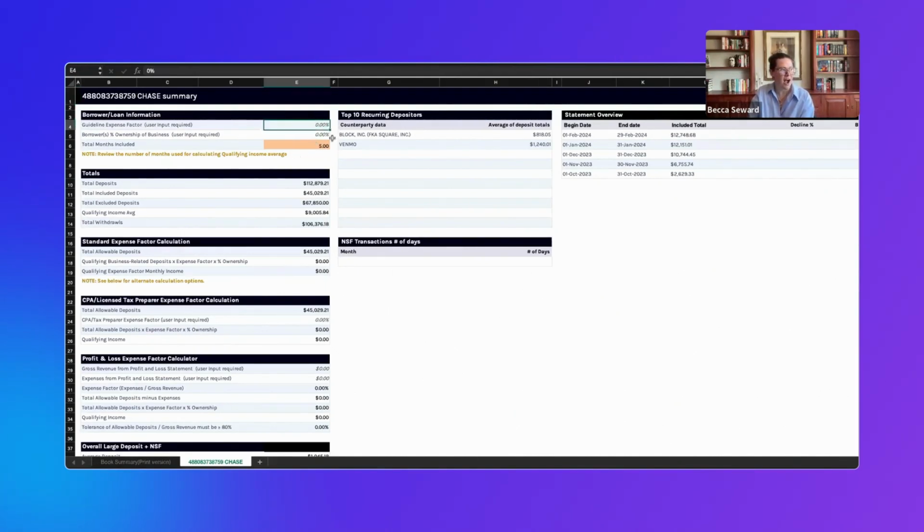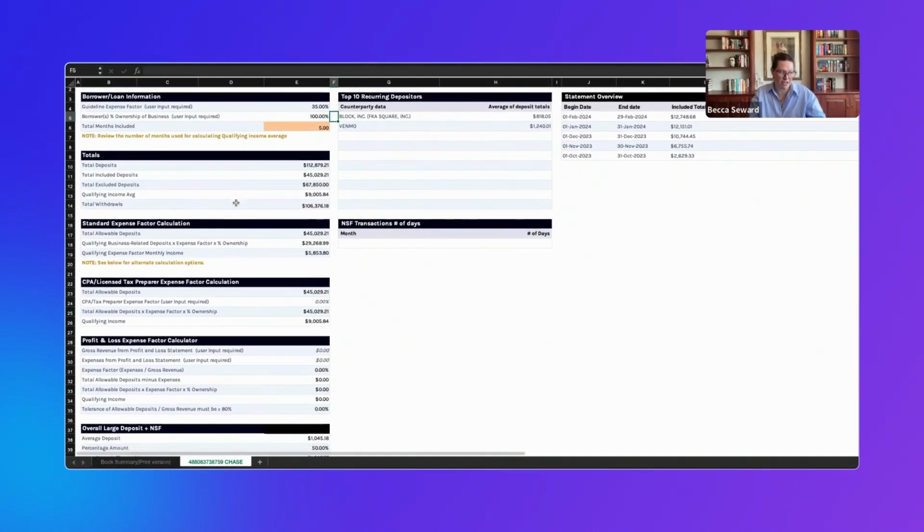I have fields for my guideline expense factor, in addition to the percentage of business that the borrower owns. So if I enter in here a 35% expense factor, and I also put in that Jill Smith owns 100% of her coffee shop, that will automatically update all of these tables down below for the standard expense factor qualifying income. Here we have the totals, including the total of deposits, those that are both included and excluded in the revenue formula, and the qualifying income average.